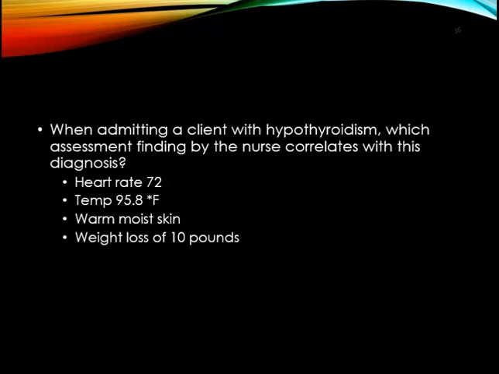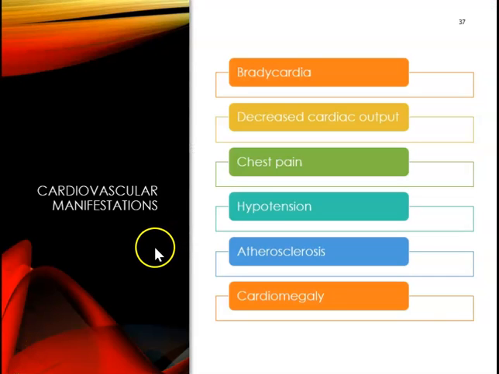When admitting a patient with hypothyroidism, which assessment finding by the nurse correlates with this diagnosis? So it's going to be the lowered temp. Typically, these patients have bradycardia, coarse, dry skin, and weight gain. Cardiovascular manifestations include bradycardia, decreased cardiac output, chest pain, hypotension, atherosclerosis, and cardiomegaly. Cardiomegaly is going to be from the accumulation of fluid in the pericardial sac.